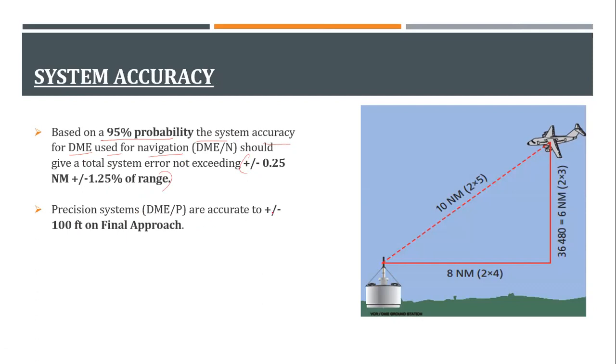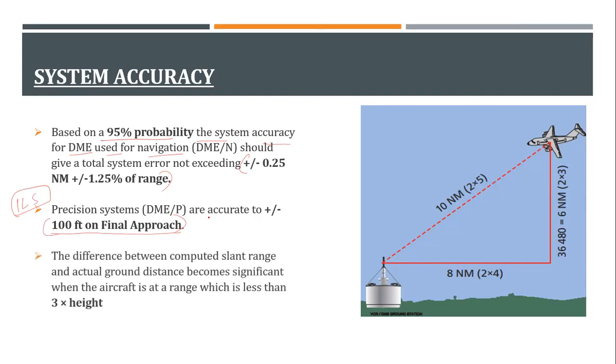Precision systems are accurate to plus or minus 100 feet on final approach. What does this mean? If I am having an ILS system that is a precision approach, these values should be present. The difference between slant range and actual ground distance becomes significant when the aircraft is at a range which is less than 3 times the height.